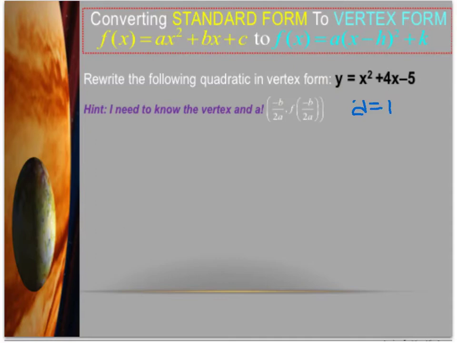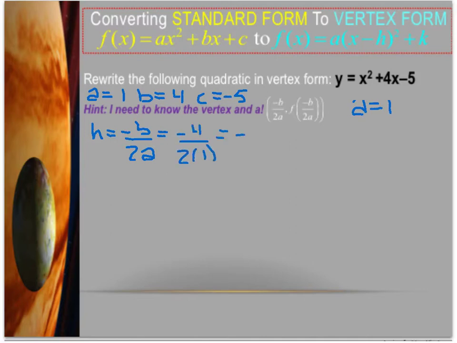So to find the x-coordinate, our h, that's negative b over 2a. My a for this problem is 1, my b is 4, and my c is negative 5. So negative 4 over 2 times 1, negative 4 over 2 gives me negative 2. So the x-coordinate of my vertex is negative 2.